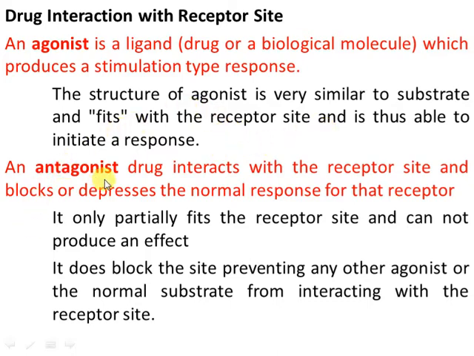While if your drug is an antagonist, it means that it will block or depress the response. In that case, it should not perfectly fit with the receptor site; it should only partially fit. The purpose is just blocking the receptor site so that nothing can bind with the receptor. So the antagonist does not need to fit perfectly with the receptor site. It should be such that it cannot produce a response. It's just blocking the receptor site so that any other ligand or agonist cannot bind with the receptor.